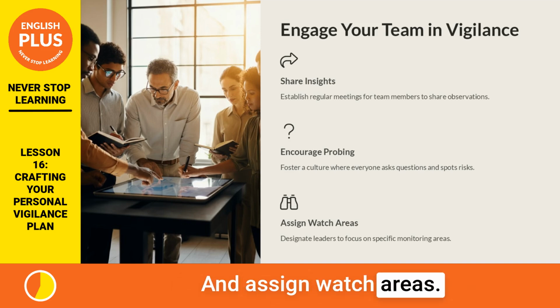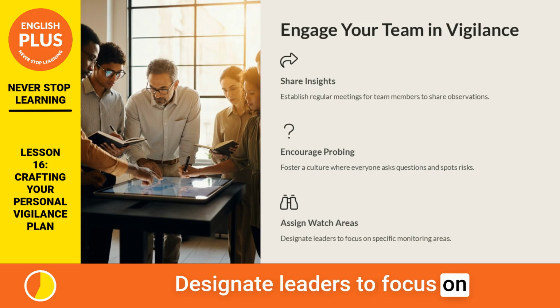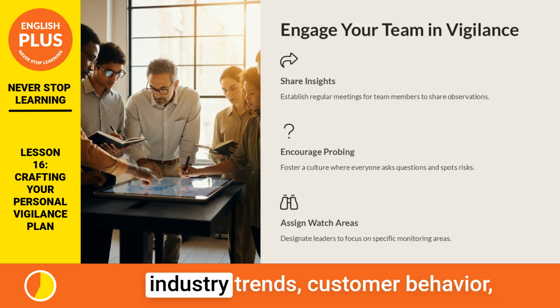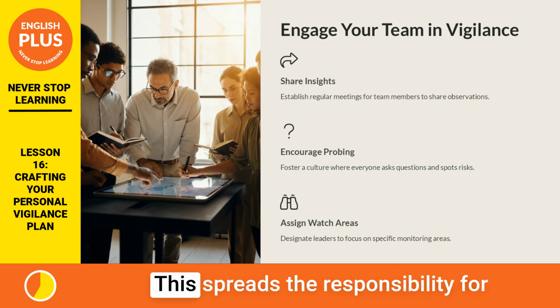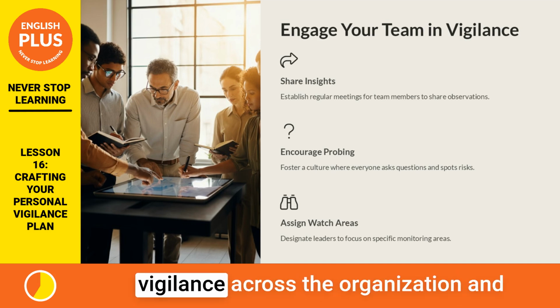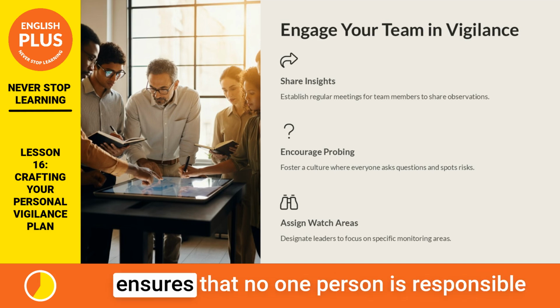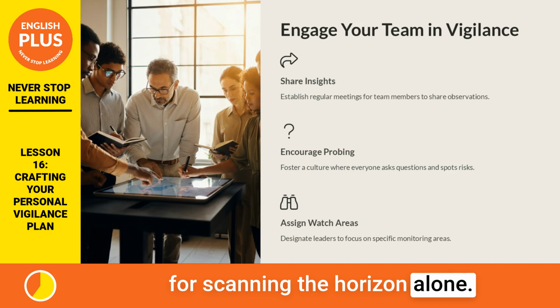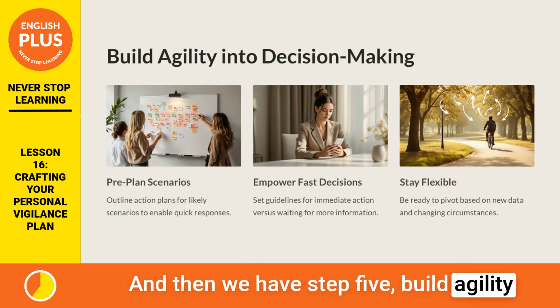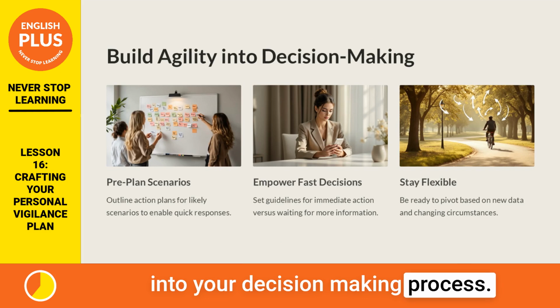And assign watch areas. Designate leaders to focus on specific areas, such as monitoring industry trends, customer behavior, or internal performance metrics. This spreads the responsibility for vigilance across the organization and ensures that no one person is responsible for scanning the horizon alone. And then we have step 5, build agility into your decision-making process.